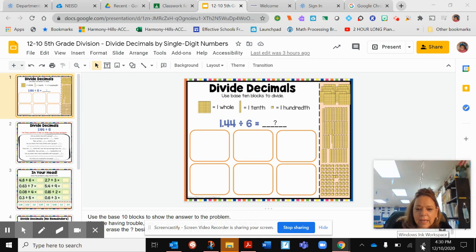Hey everybody. Okay, so let's get started on tonight's homework. It's divide decimals and we're going to be reviewing over the base 10 blocks. So the problem that we have is 1 and 44 hundredths divided by 6.